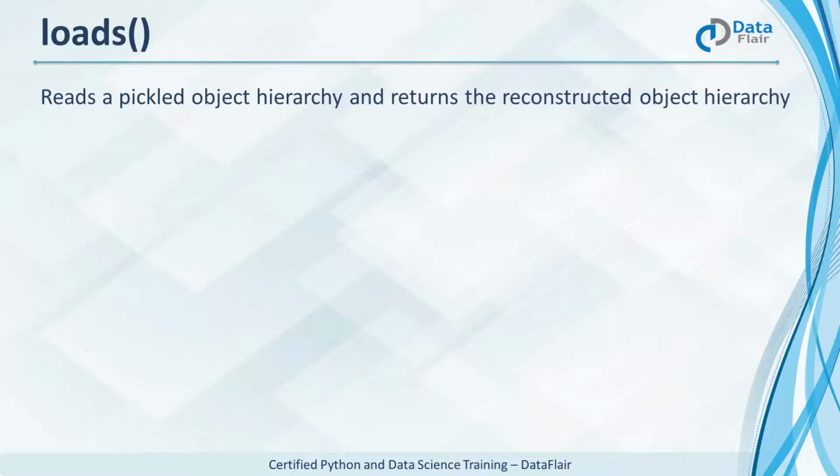And loads reads a pickled object and reconstructs the original object hierarchy from it. Let's get to the beginning of the file again. Now reading the file F loads this value.